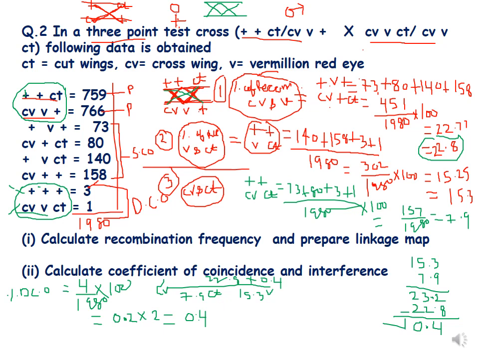In question number 2, from the data itself you come to know that this involves single crossover progeny as well as double crossover progeny. And because double crossover progeny are there, they will also ask you about the coefficient of coincidence and interference. We have already done this in class, so you can do it on your own.